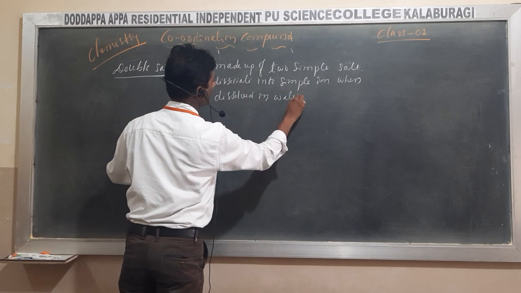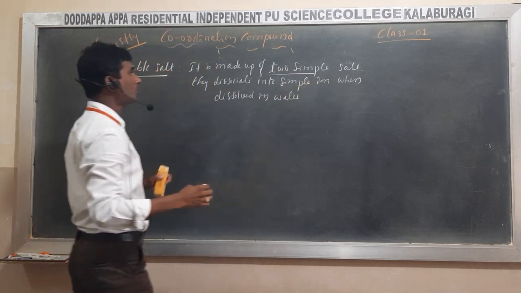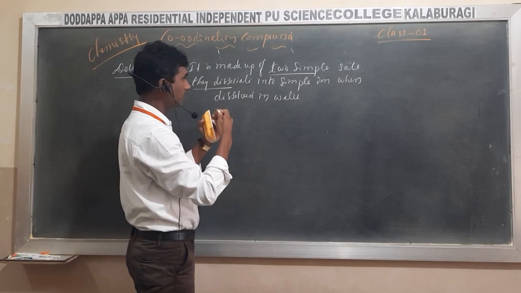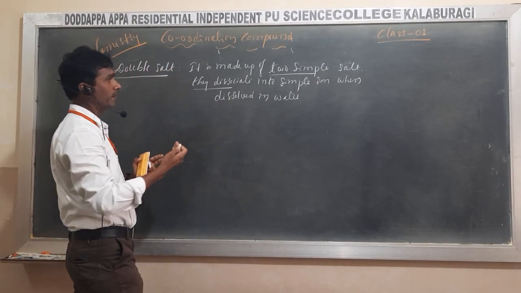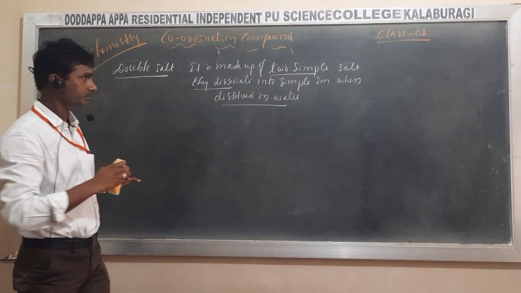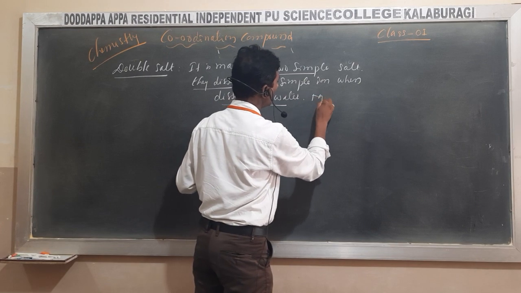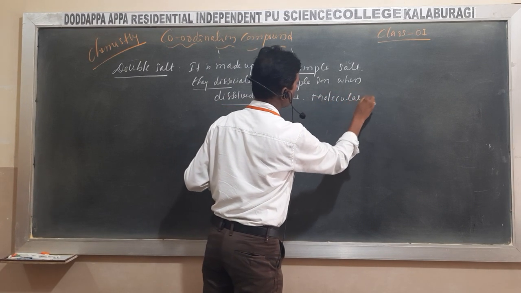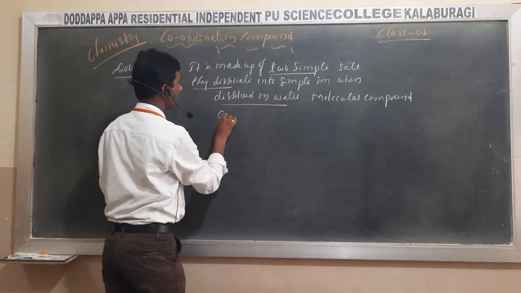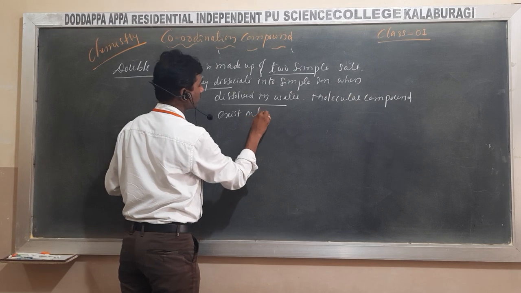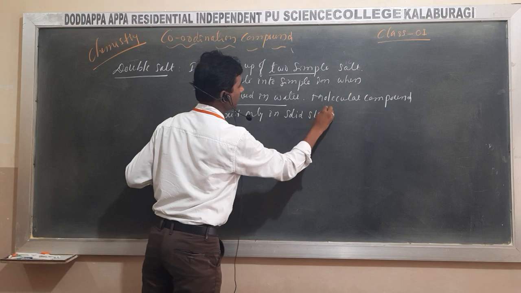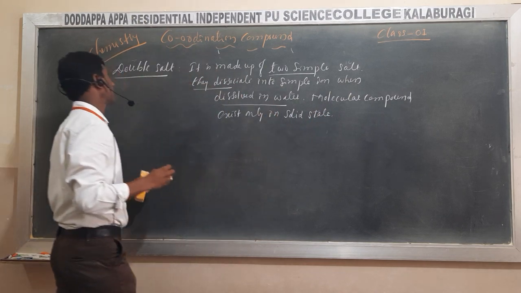So what are double salts? The double salts are made up of two simple salts. They dissociate or break down into their constituents when dissolved in water or any other solvent. It is a molecular compound that exists only in the solid state. So this is about double salt.